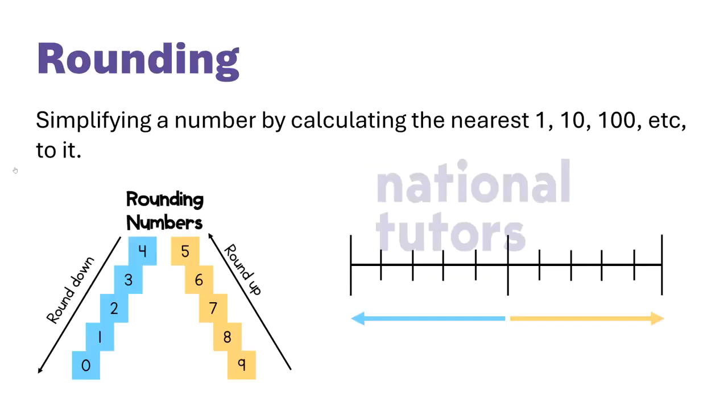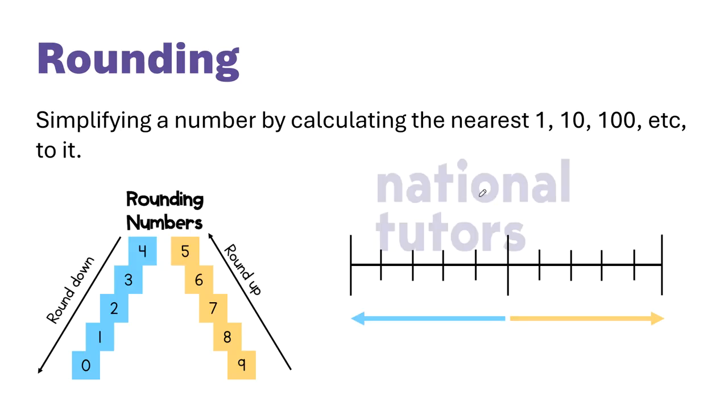Okay, so now we are looking at rounding. Rounding is a way to simplify a number in order to estimate, which we'll look at in just a short while. Simplifying a number by calculating it to the nearest whole, so the nearest 1, the nearest 10, 100, etc. You can also round decimals, but we won't be looking at that today. That will be in a future lesson. So if I may put some examples on the screen.